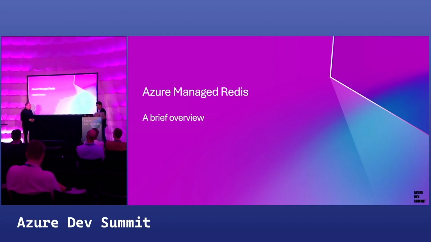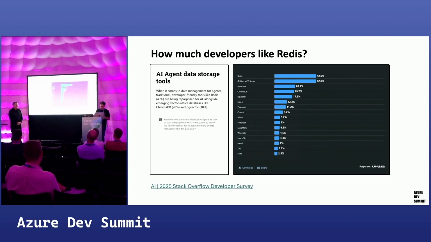So let's just double click on Azure Managed Redis a little bit. So who here knows Redis? A couple of them. So who here thinks that Redis does caching? Who here thinks that Redis is a full-fledged data platform for all your real-time needs? 1 or 2. OK, so we have some work to be done. So this is the 2025 Stack Overflow developer survey. And what you can actually see over here is that Redis is loved by developers as one of the biggest, next to GitHub MCP server, when it comes down to data management for AI agents.